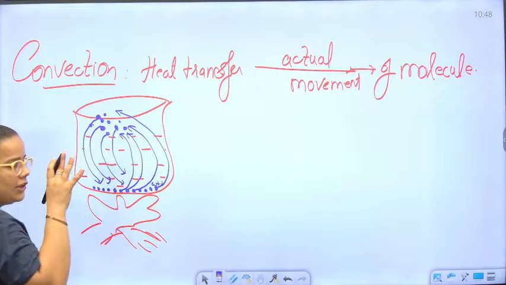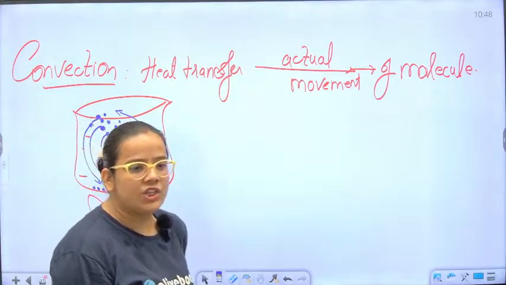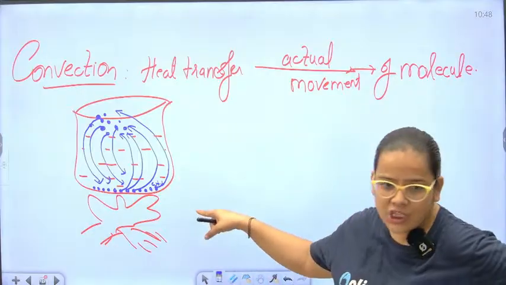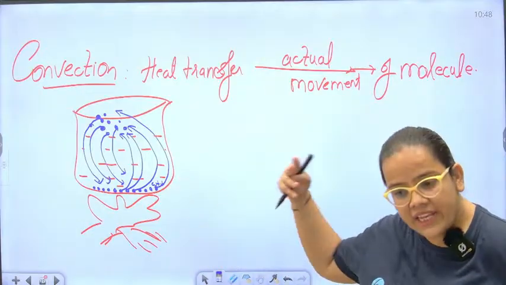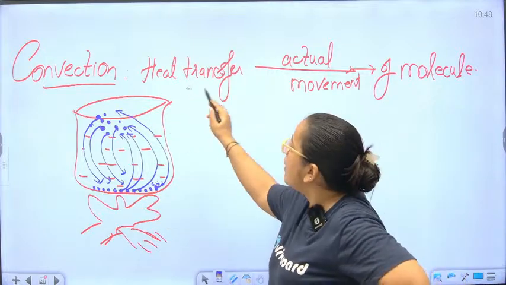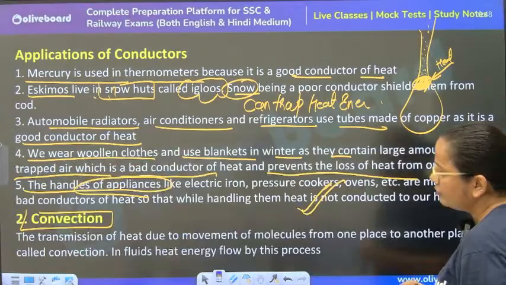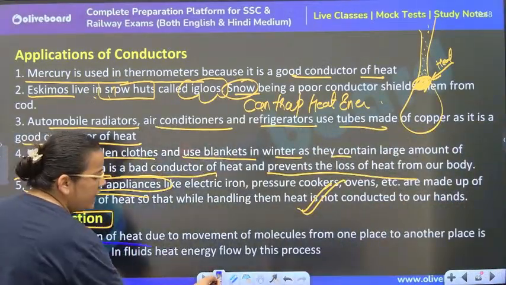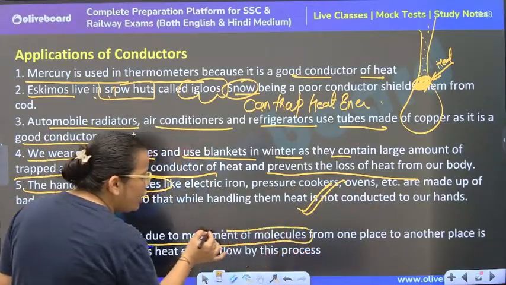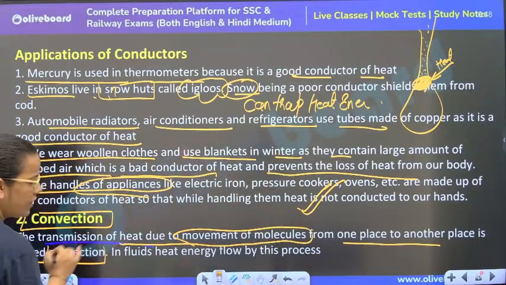Right, okay. Now this is the actual movement of molecules. In conduction, the molecules were not changing their position, but in convection, the molecules or atoms are changing their position, and the process of getting heated this way is termed convection. Clear? Simple? See here. The transmission of heat due to movement of molecules from one place to another is called convection.